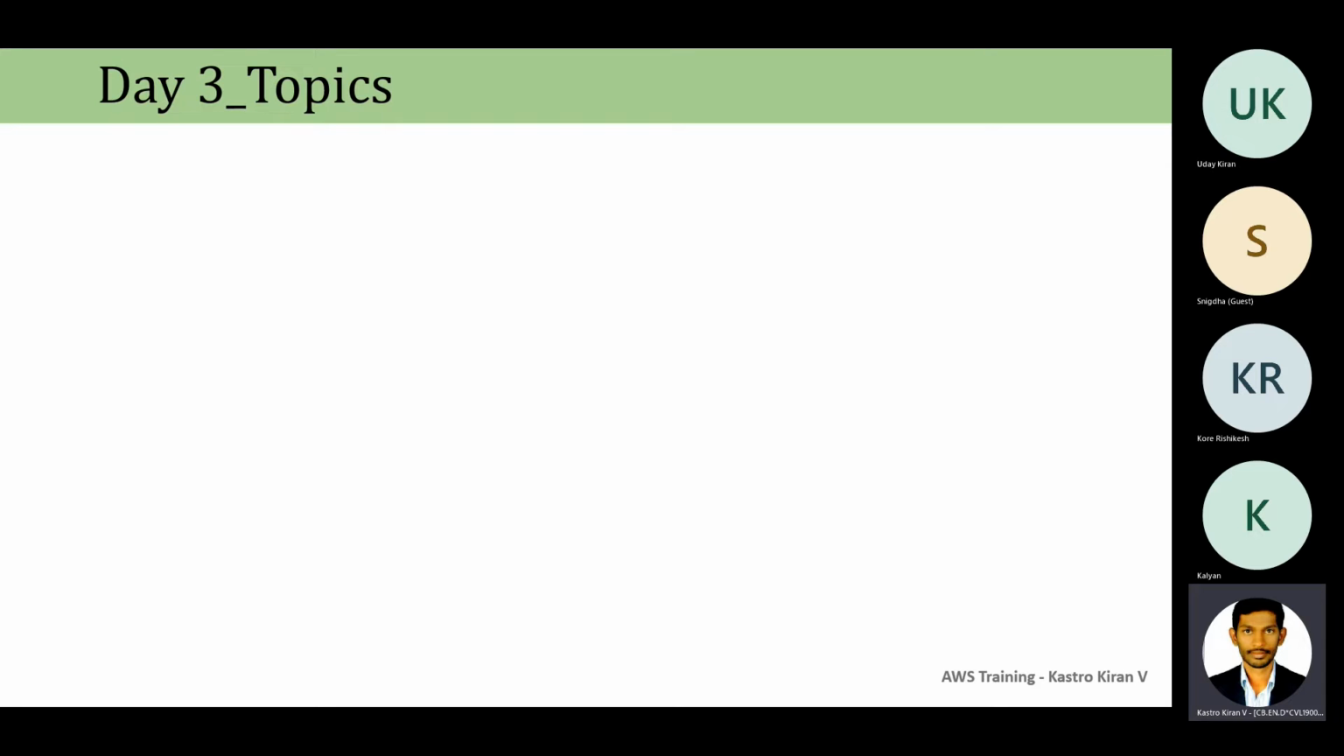Now in today's class, we'll be talking about two different concepts. The first concept is the AWS global infrastructure. We are talking about AWS and all, right? So let's see what the different components available in the AWS global infrastructure are.